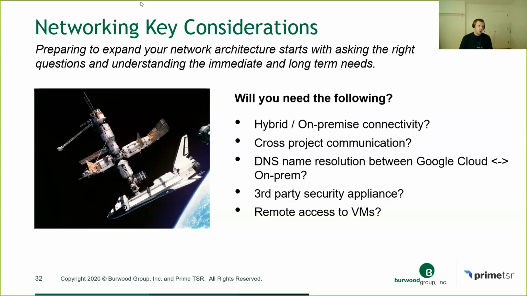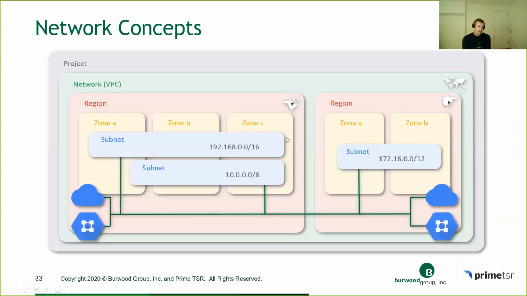So, a quick overview of some of the basic network concepts in GCP, again, because they're a little bit different from other cloud providers. Within a project is where you'd create your network, your VPC. Your VPC lives within one of those projects that we talked about earlier. Within your VPC, you can have one or more regions and zones. Each region has one or more zones, and your subnets live within your VPC, and these can span across different zones, all within that same region.